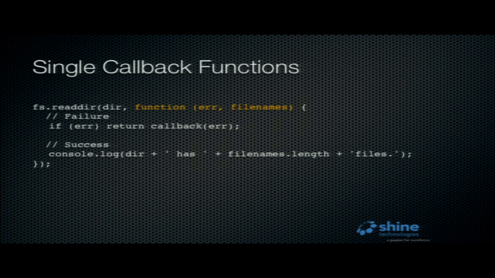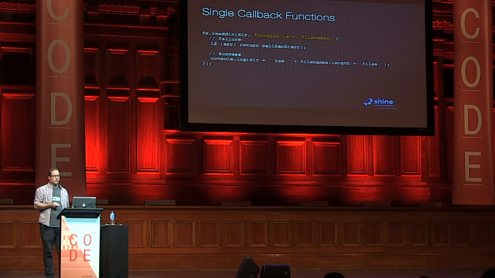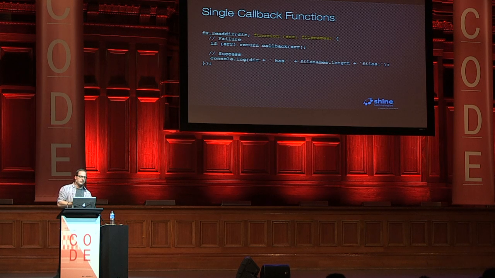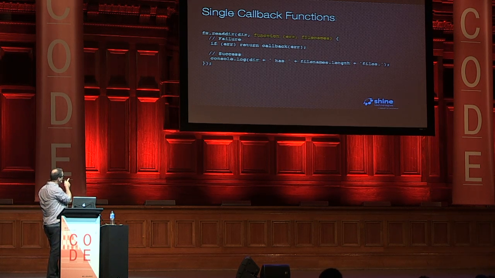So how does that look? Single callback function is our standard case. 80% of the API from Node.js, the I/O operations, are all asynchronous functions that have a single callback. And we've seen that already earlier in the slide. fs.readdir is such an asynchronous function, and it takes the directory as the first parameter and the callback function as the second parameter. And what we can see now in the callback function is that we have to deal with a failure case and a success case.